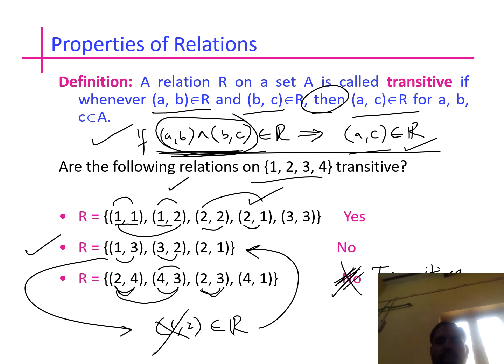And if we discuss (1,3), (3,2), (2,1), it's not transitive, because there is (1,3) but there is no ordered pair (3,1). Then we discuss (2,4), (4,3), (2,3), (4,1). Sorry, it's not transitive, you can see.